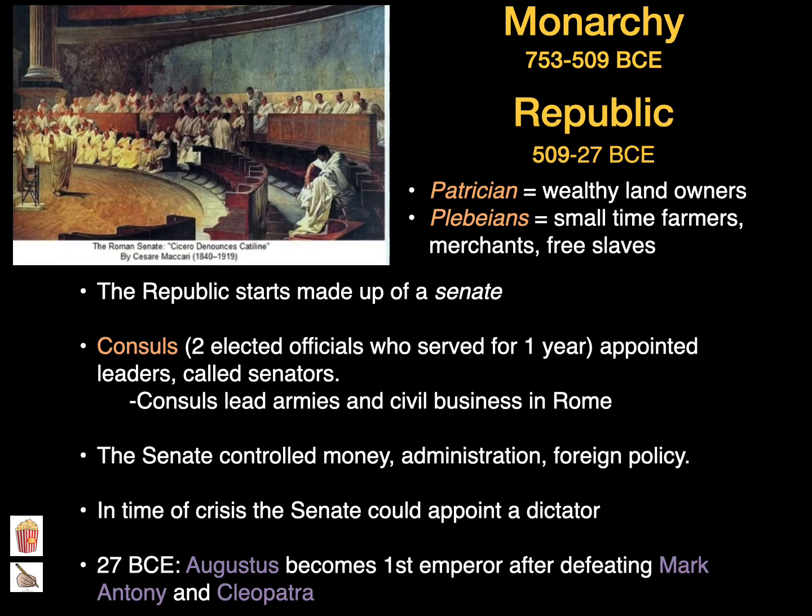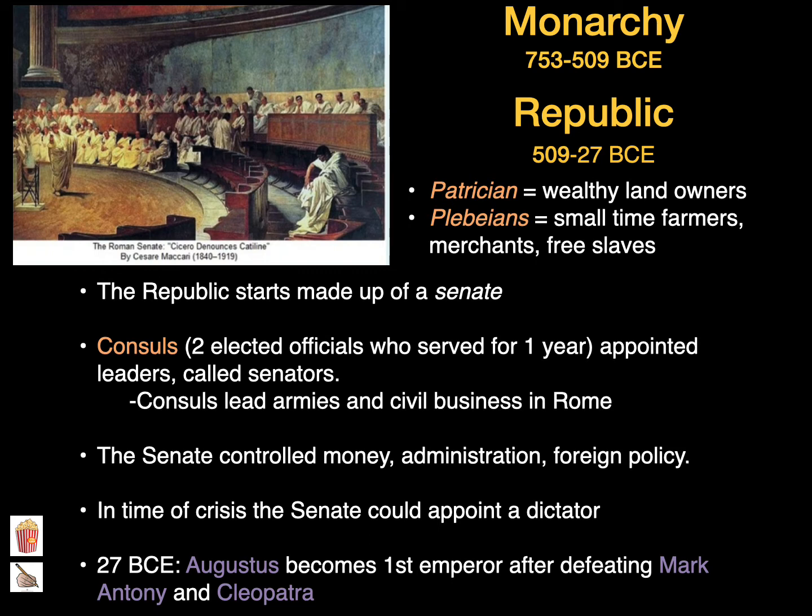During the monarchy, 753 to 509 BCE, Latin and Etruscan kings ruled Rome. The Republic, which was between 509 and 27 BCE, starts made up of a Senate. The consuls were 2 elected officials who served for 1 year. They appointed leaders called senators.